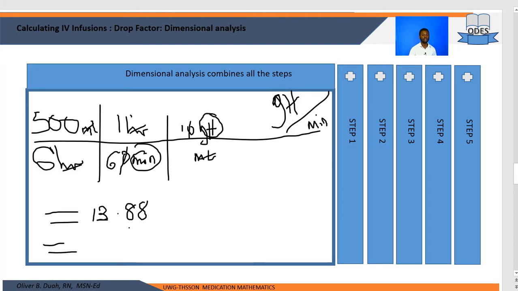Leave this in the nearest whole number, and because 8 after the decimal point is greater than 5, we are going to round this number up, and this is going to give us 14 drops per minute. So GTT per minute, and this will be our desired answer. So you can see that when using dimensional analysis, we can combine all the 5 steps into one step by putting all the components or variables on one sheet.